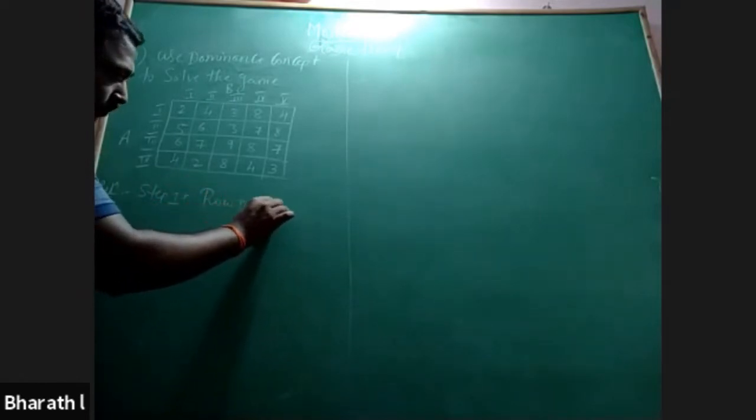You need to solve the game by using a dominance concept. Let us go to the solution. First, step one, you need to apply row dominance. That is, you need to check with respect to the row.